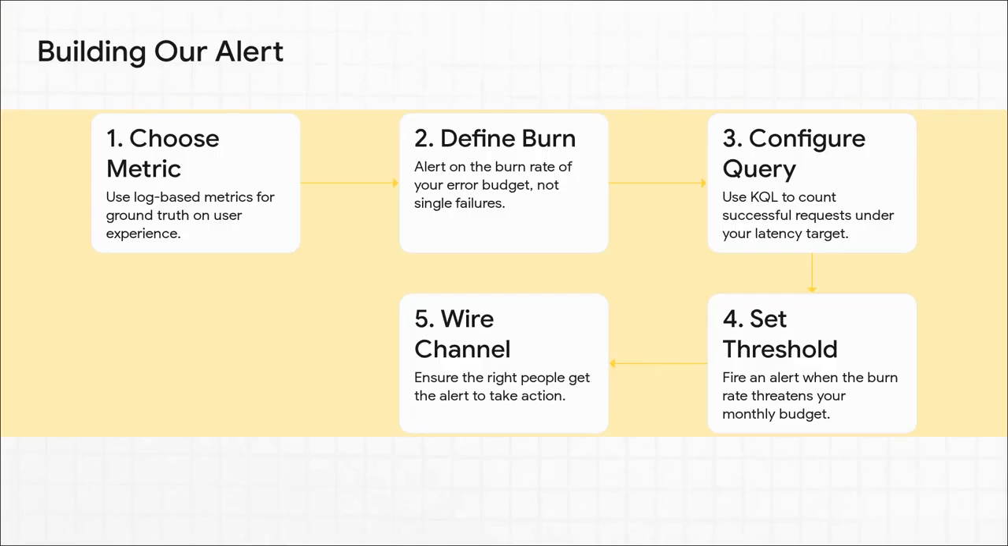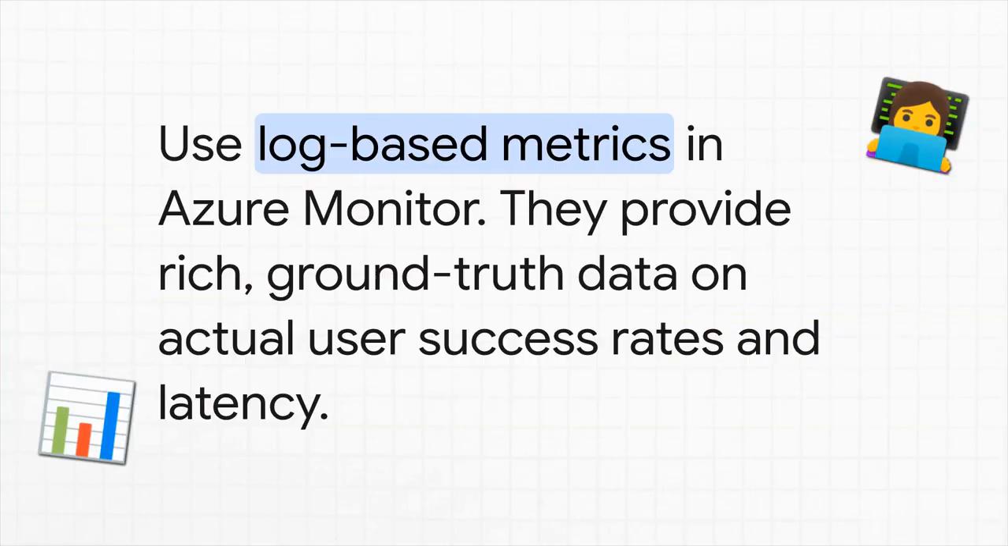You know, the process is surprisingly straightforward. We'll pick our metric, define what it means to burn our error budget way too fast, write a query to measure it, set the right threshold, and finally, make sure the alert goes to the right people at the right time. First things first, we're going to ignore CPU and memory.